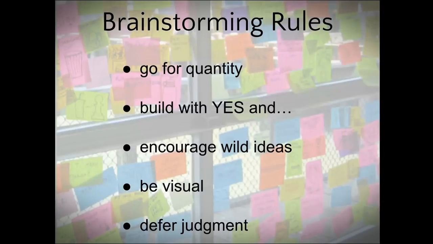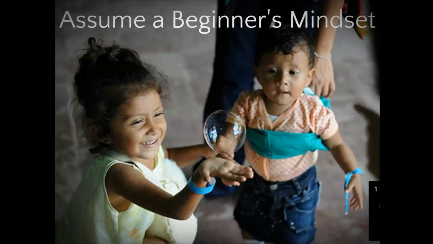We're encouraging that with our friends. We're going to be visual. We're going to draw some pictures. Deferred judgment means we're not judging. We're not saying if it's a good idea or not, because we don't really know that. We're not judging our teammates. We're not judging ourselves. We're being open to all of the suggestions. So we're going to assume a beginner's mindset. We have our problem. It's a big problem. We don't know where to even get started, so we're going to think with a very beginner mindset.